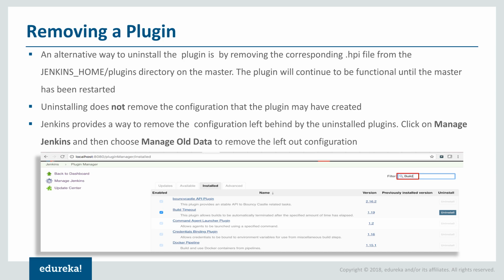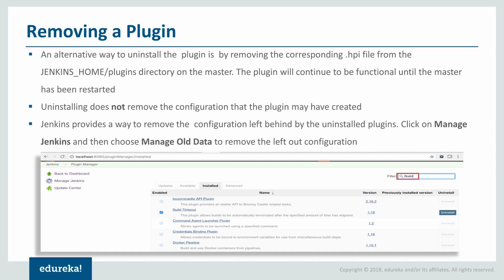But most of the time, it's actually preferable to remove from the GUI because you know what you're doing, and sometimes the chances of making a mistake on the command line are higher. Let's say you have removed a different HPI file which corresponds to a different plugin, it might break your Jenkins master configuration. So you should be very careful when you're using the command line to remove a .hpi file.